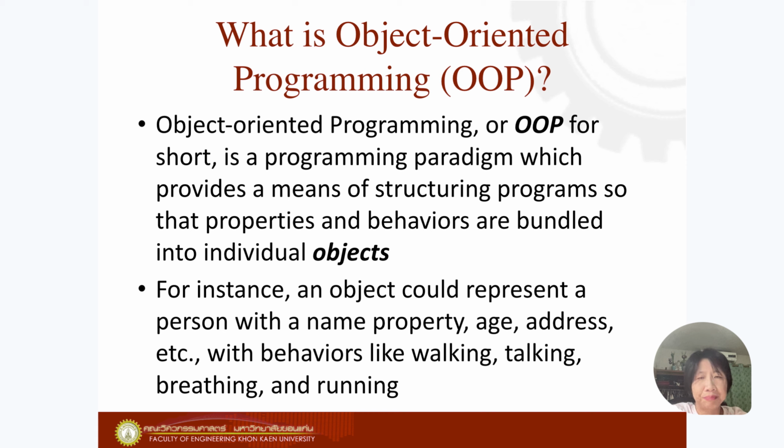So what is object-oriented programming? Object-oriented programming is a programming paradigm which provides a means of structuring programs so that properties and behaviors are bundled into individual objects. For instance, an object could represent a person with properties like name, age, and address, with behaviors like walking, talking, bathing, and running.